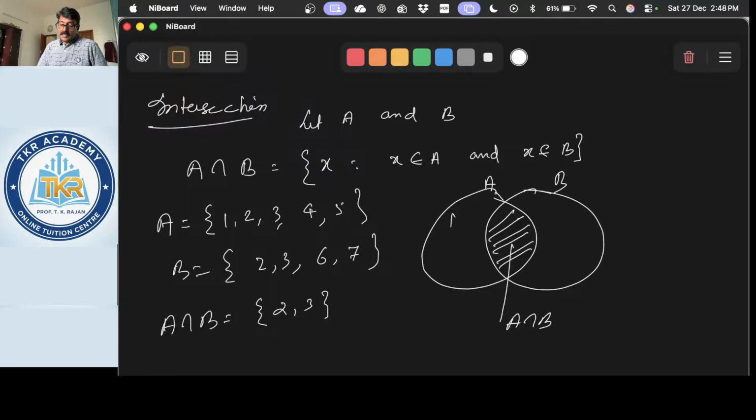1 is outside, in A alone. 4, 5 are also in A alone. Then 6, 7 are in B alone. Whereas 2 and 3 are common. 2, 3 you can write like this. So this is how we write these sets using a Venn diagram. So, intersection.